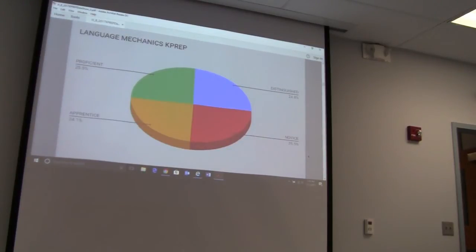The last one was language mechanics, and it's almost a perfect pie shape here. Almost 25% in every category, 25.5% in novice, and going around, ending up with distinguished at 24.8%. Again, that was 6th grade information.